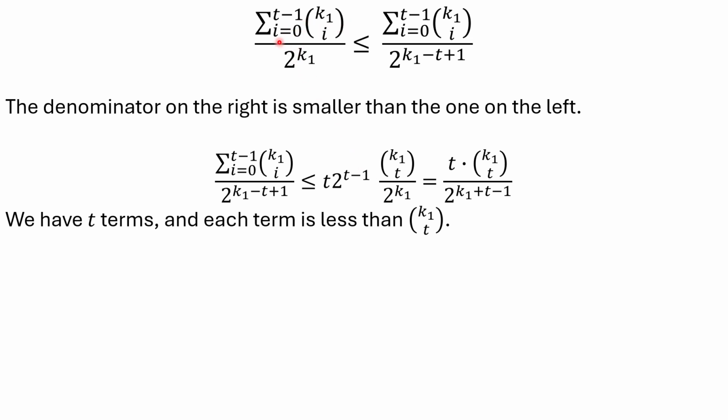Next step, we prove this right here. This is true because the denominator on the right is smaller than the one on the left, because of the definition of T and K1. Next step is going to be this one. We have T terms, and each term is less than T choose K1 here. So we can take T choose K1. We said we have T terms, and we wrote the denominator in a different way. And that's how we get our equality right here.